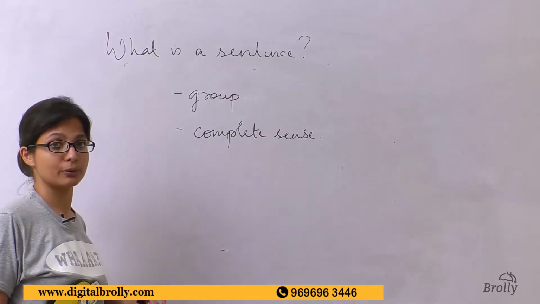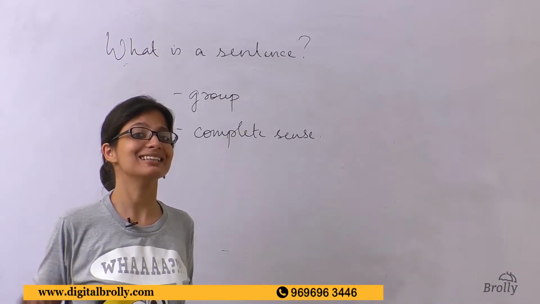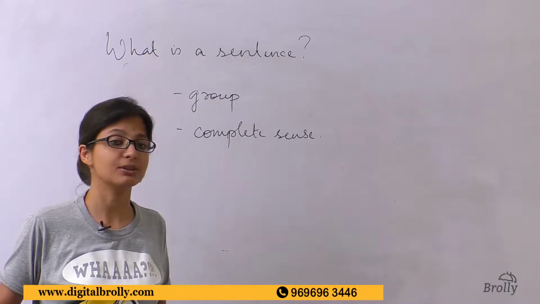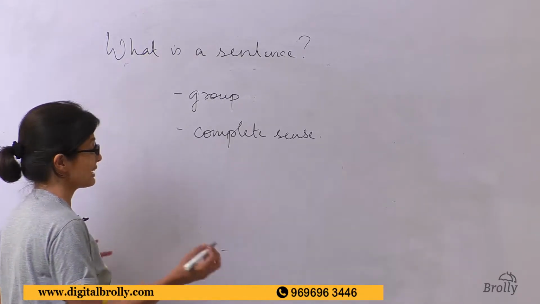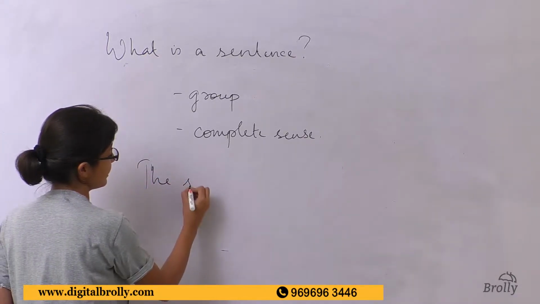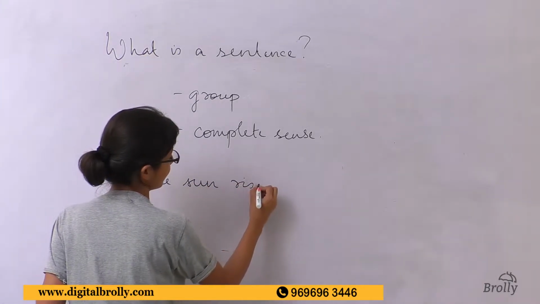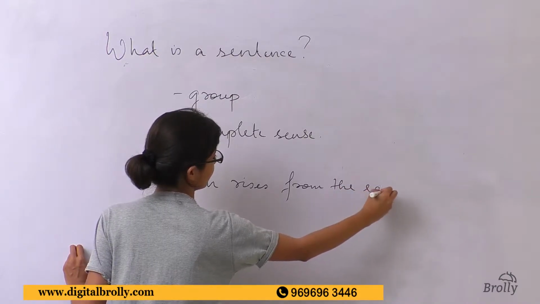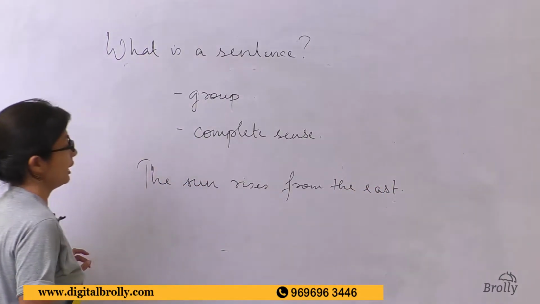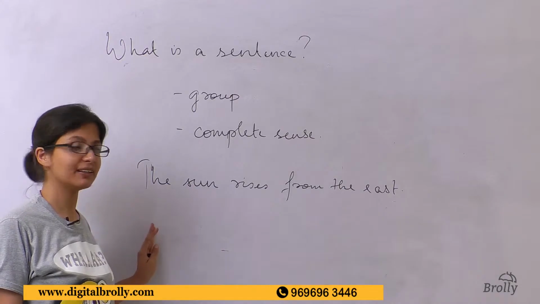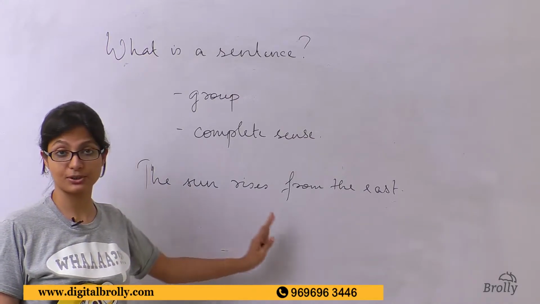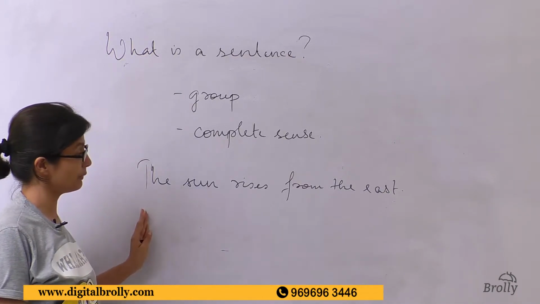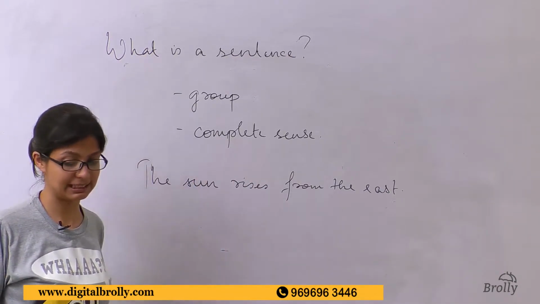Now, what I want you to do is, I want you to make 10 sentences of your own, taking any sort of topic or any sort of words that you like. My sentence would be, the sun rises from the east. Now, if you see, here is a group of words, 6 words in total, forming a sentence that makes complete meaning.